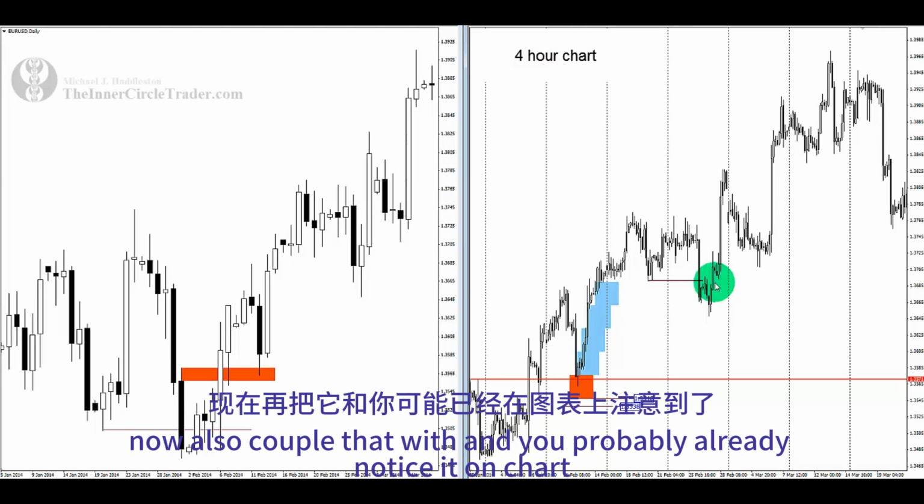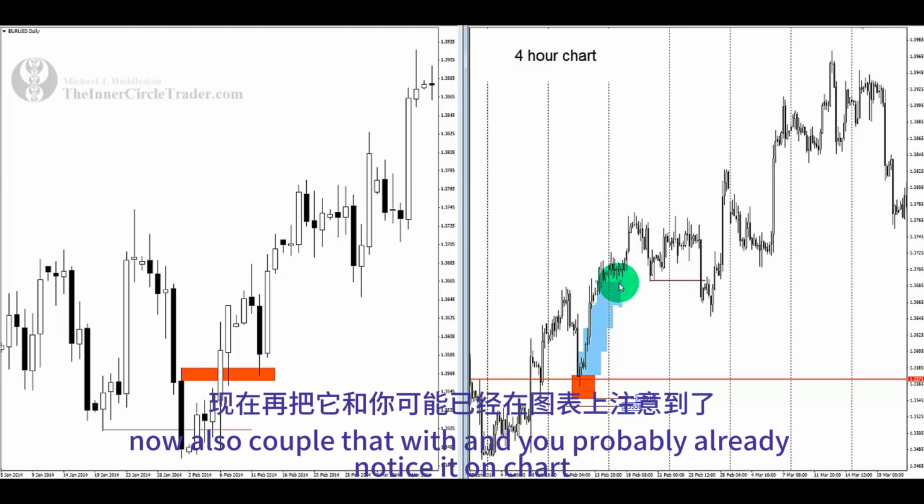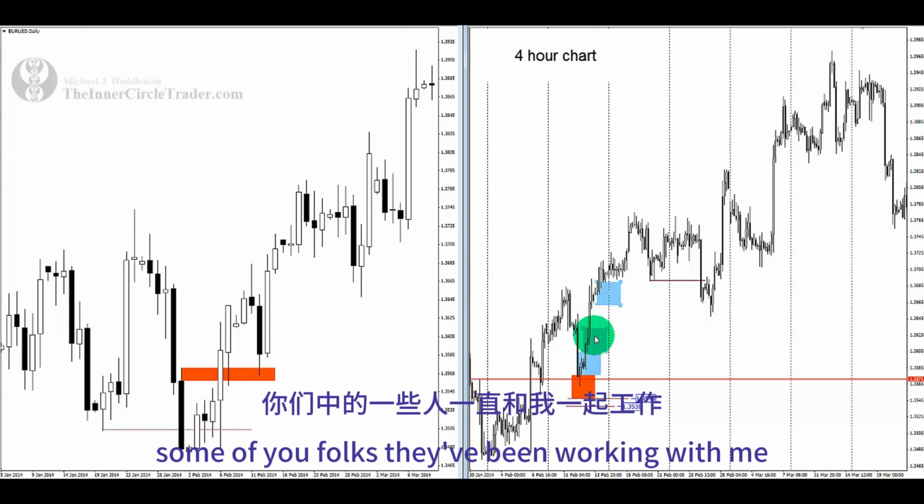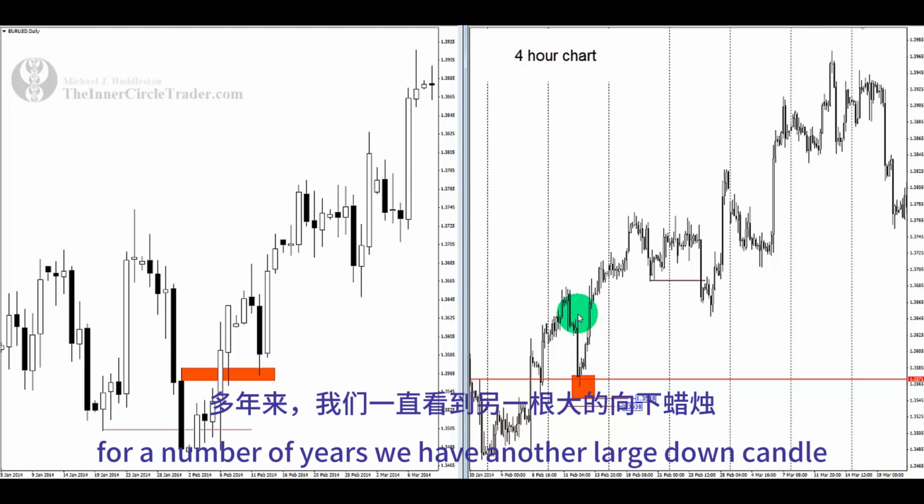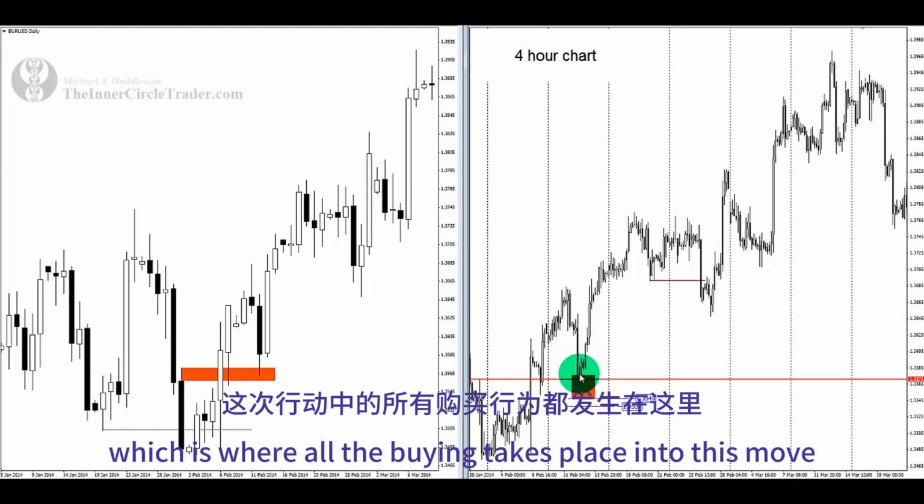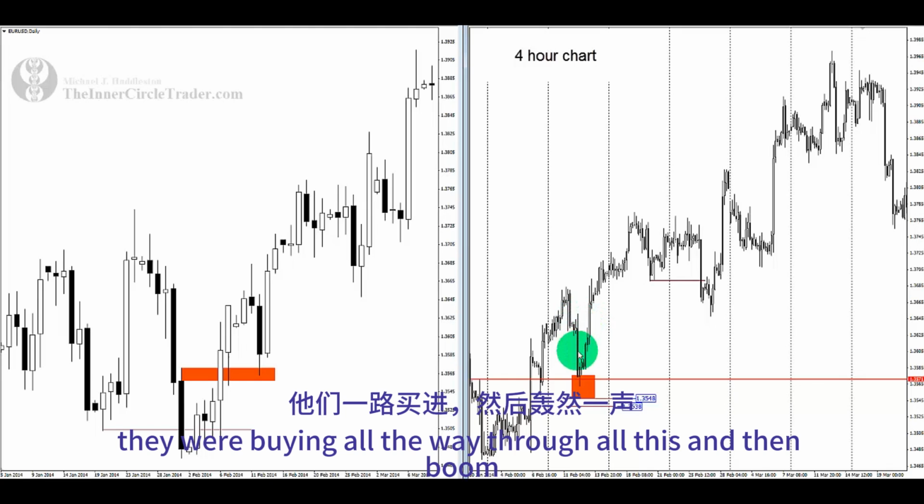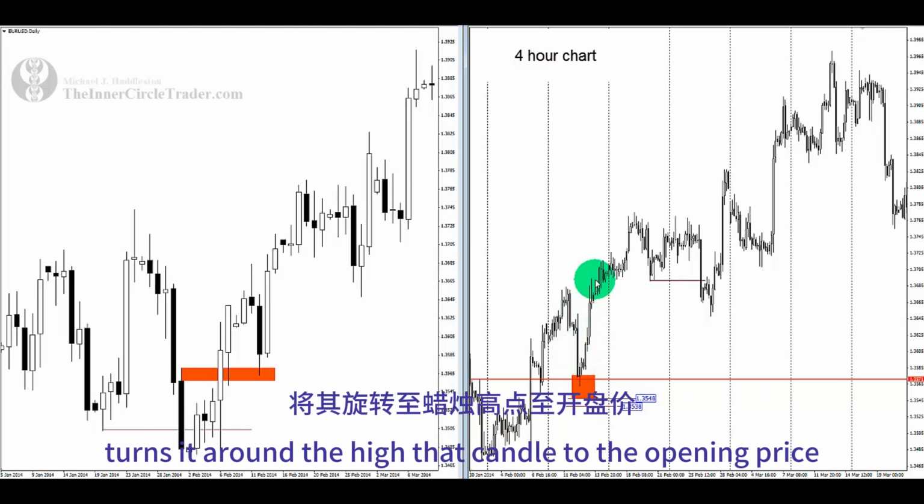Now also couple that with, and you probably already noticed it on the chart, some of you folks that have been working with me for a number of years, we have another large down candle, which is where all the buying takes place into this move. They were buying all the way through all this, and then boom, turns it around. The high of that candle to the opening price.